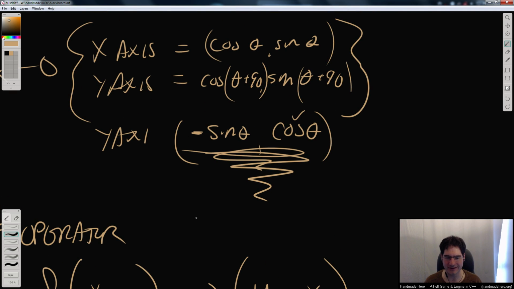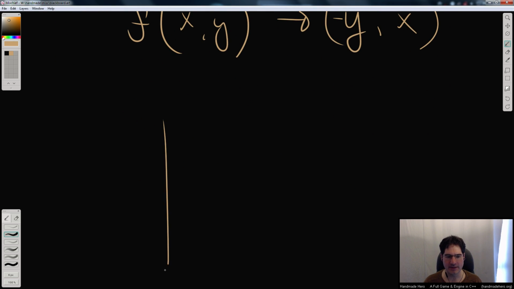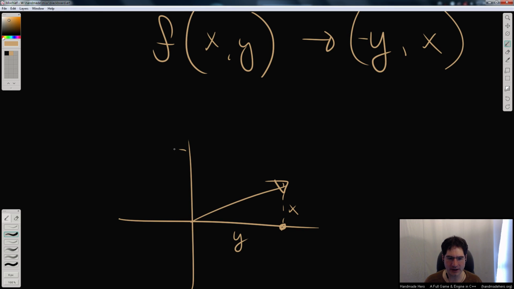Swap the components, negate the x, right? And what this does is this actually creates the perpendicular for any vector in the space. Because no matter what vector I draw, I can always say, I know that it has a y, I know that it has an x. Let me just interpret, sorry.